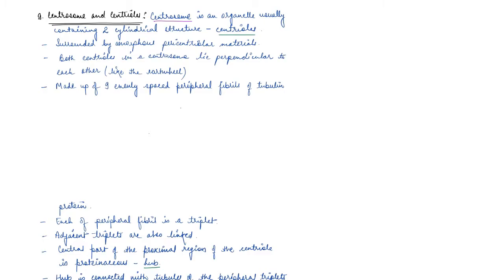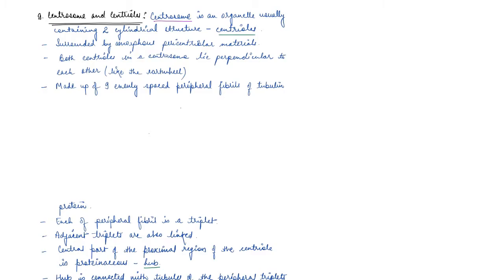So there is an organelle which is centrosome. Inside that you have two cylindrical structures. These cylindrical structures are known as centrioles. These centrioles are surrounded by an amorphous pericentriolar material, and both the centrioles in the centrosome lie perpendicular to each other, right? So it has an organization like a cartwheel, right? They are perpendicular to each other, and they have an amorphous pericentriolar material surrounding them, right?